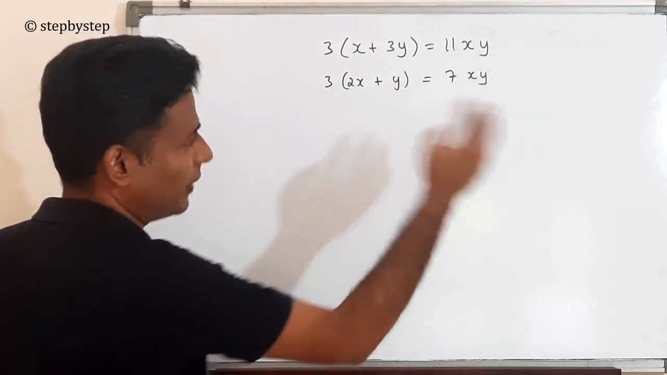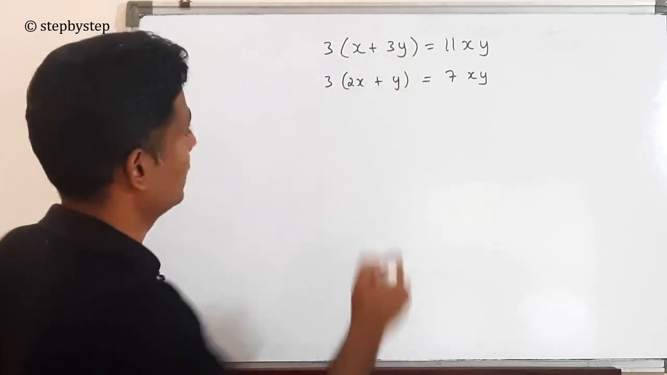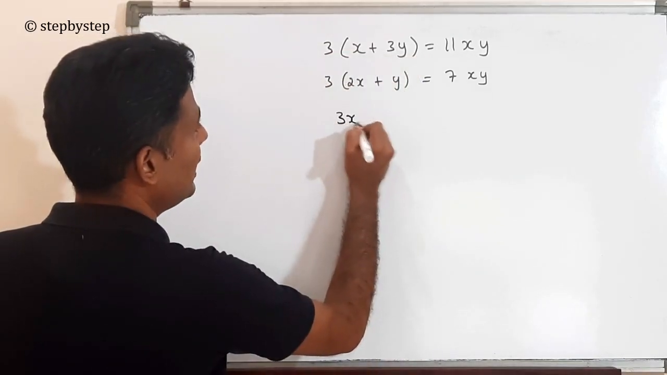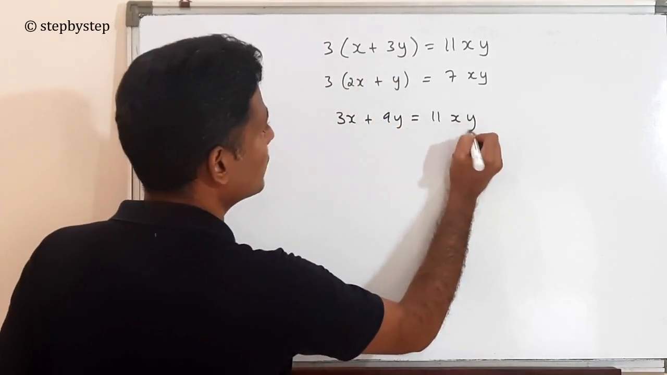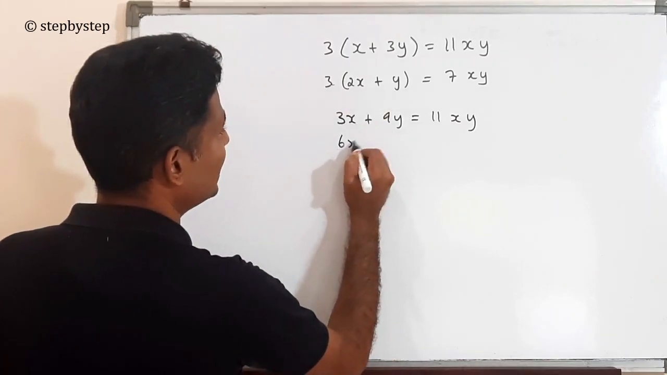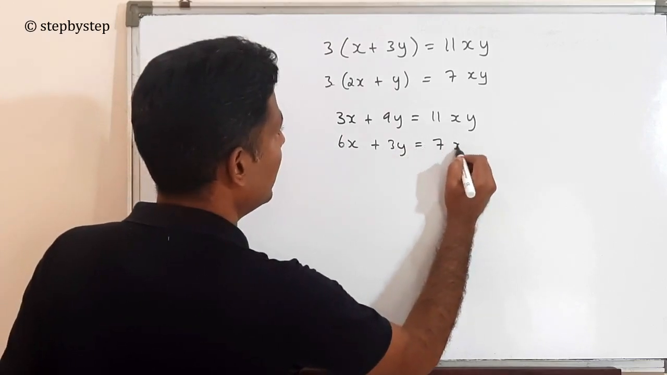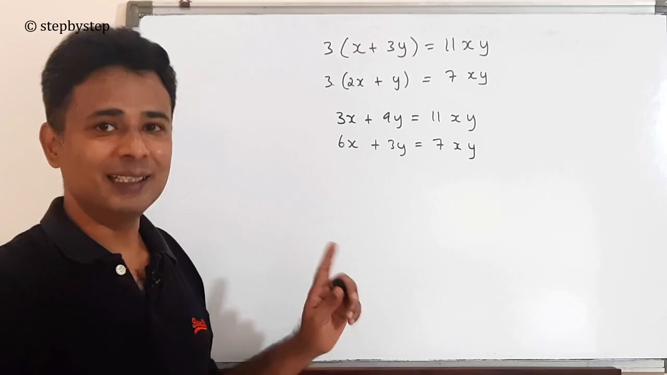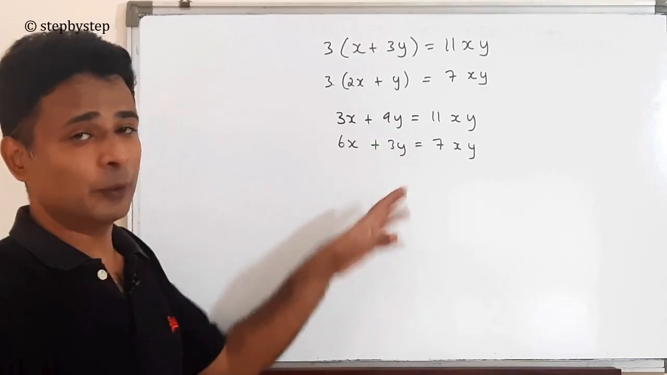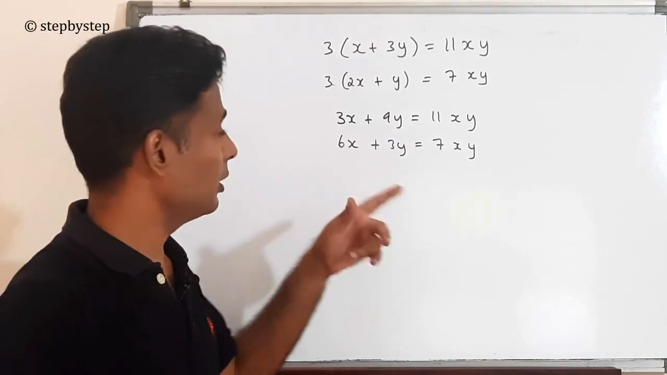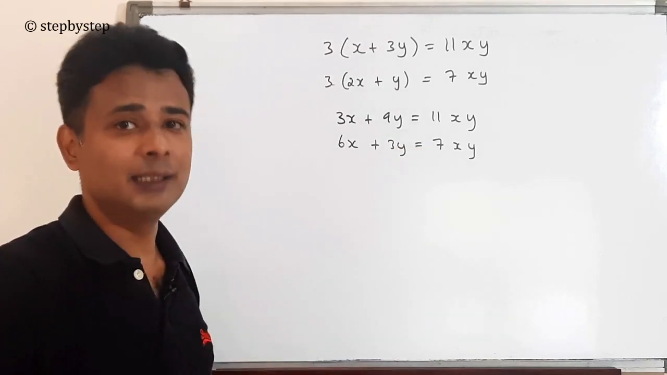Whenever you have something like xy on the right hand side, don't bother cancelling it. Just open the brackets first. So 3 into x, 3x plus 9y equal to 11xy. Now this becomes 6x plus 3y equal to 7xy. Now in this kind of problem, this is why I like the elimination method, because if you are planning to use substitution or cross multiplication method, it becomes very complicated to solve this kind of problems.